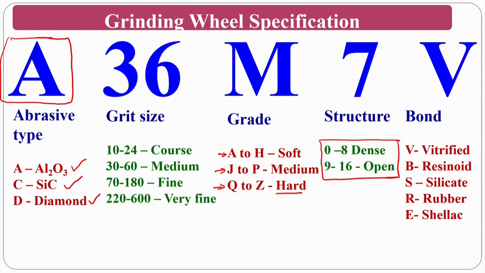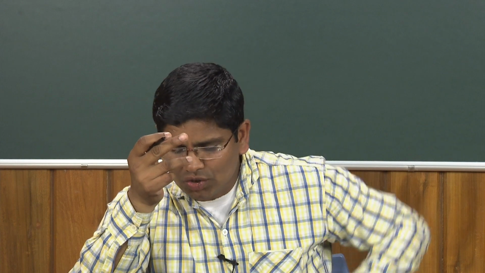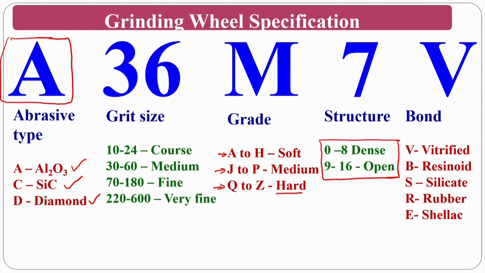Next comes the bond. V stands for vitrified bond, a type of bond. Normally the bond material is clay, metal, these types of things. If it is V, that means it is going to be a vitrified bond. If it is B, Resinoid bond; if it is S, Silicate bond; R is rubber bond, and E is Shellac bond. What these bonds are, we will see in the upcoming slides.